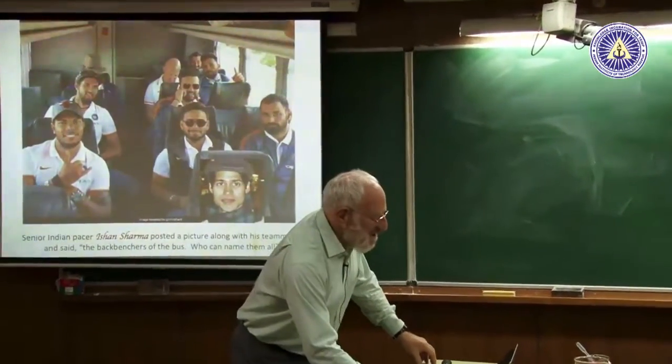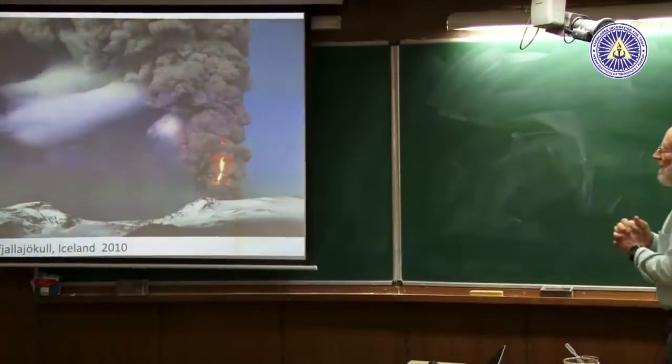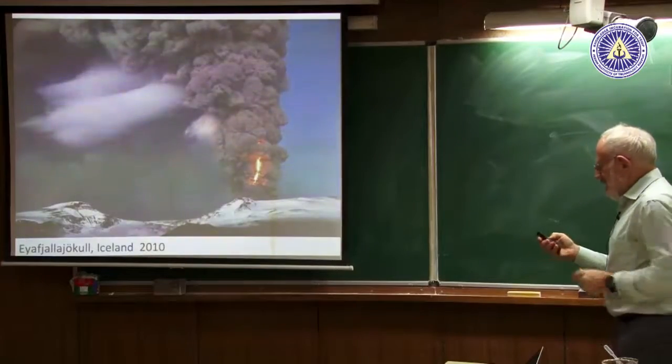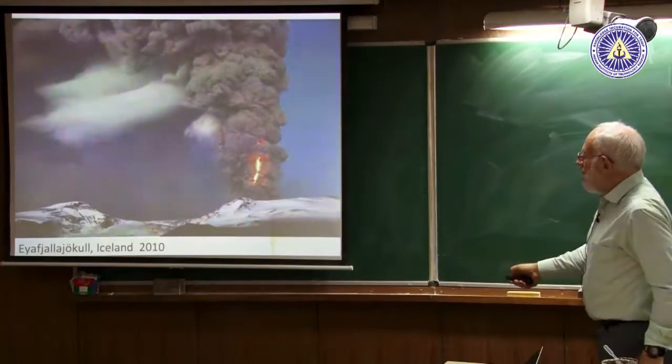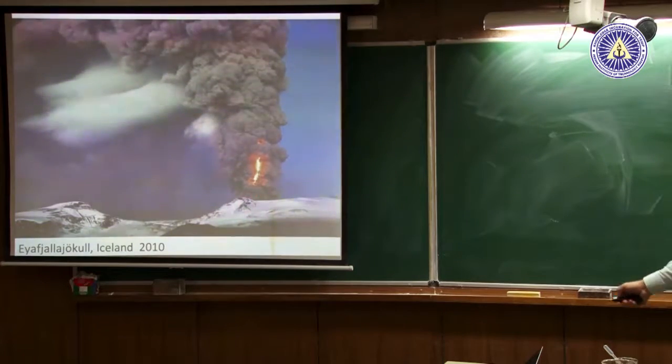Okay. Now, I'll show you some examples of plumes in the natural world. This is now a photo of the eruption. I can never remember how to pronounce it. Even when it's written there, I can't pronounce it. So I just call it E. This is the eruption of E in Iceland in 2010, which caused such enormous troubles.